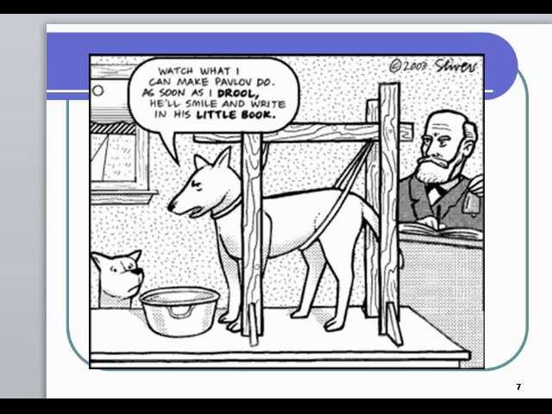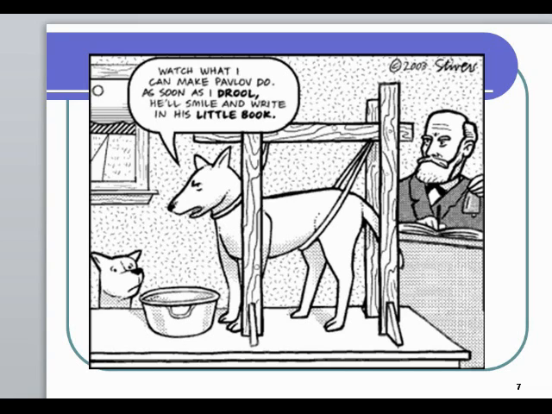But look at here, people actually took this story about Pavlov's dog and turned it around, and this dog says, "Watch what I can make Pavlov do. As soon as I drool, he will smile and write in his little book." So from Pavlov's perspective, the dog was drooling and therefore the experiment worked, but from the dog's perspective, the whole experiment looked different. That's how people play with genre, which means the genre of an experiment, the science genre, they turned into a joke, just to show perspectivity.